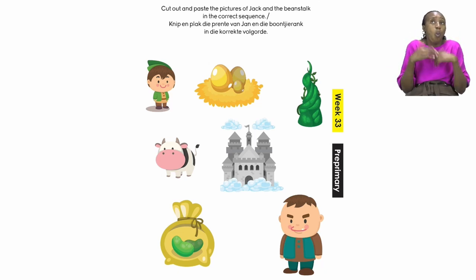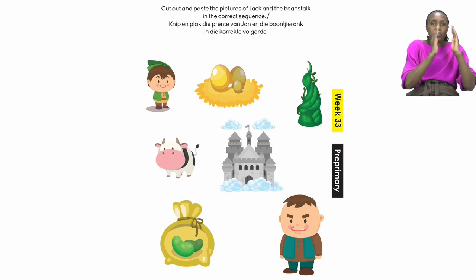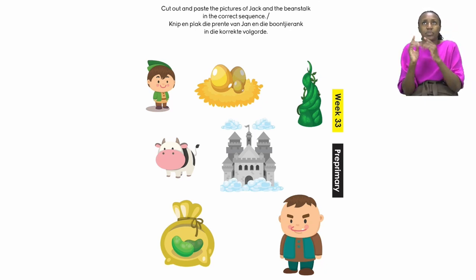Wow, what an interesting story, boys and girls. So, now that we know about Jack and the Beanstalk, now we are going to cut and paste. It's going to be our job to cut them and paste them on a paper in the correct order, starting from the beginning of the story right until the end. Have fun with this one, and an adult can help you.